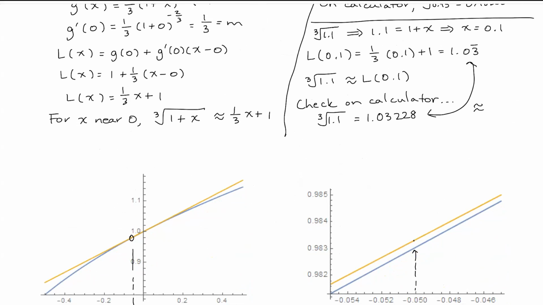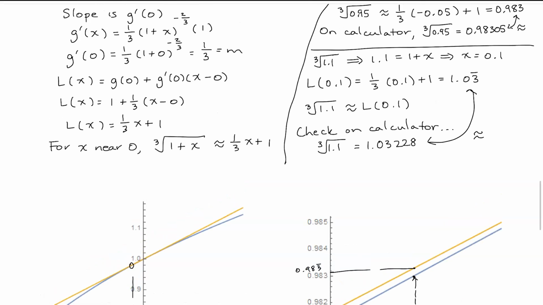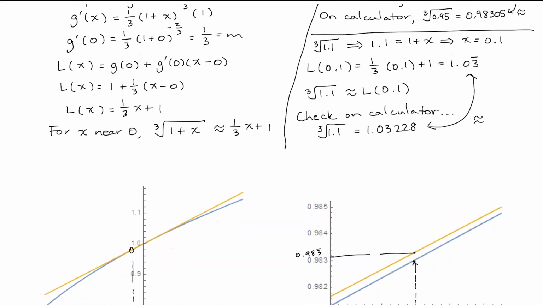zoomed way in, right? Let's go back and look. On the tangent line, we would be on 0.983333333, 0.983 repeating. If we were on the actual function, we'd be at 0.98305. And again, my drawing is not totally accurate, but just to give you an idea.